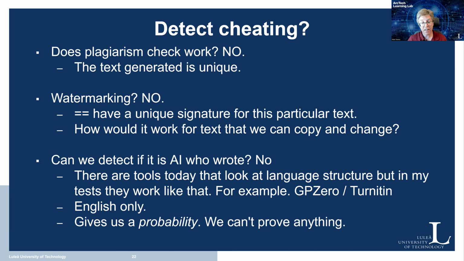And when I test it, I get some random results. You typically get a probability of a certain paragraph being written by AI or not. And I've tested it on my own texts that I wrote way before this, like 20 years ago. In some cases, it tells me that this was written by an AI. In some cases, it says written by a human. So my conclusion is that it doesn't really work.